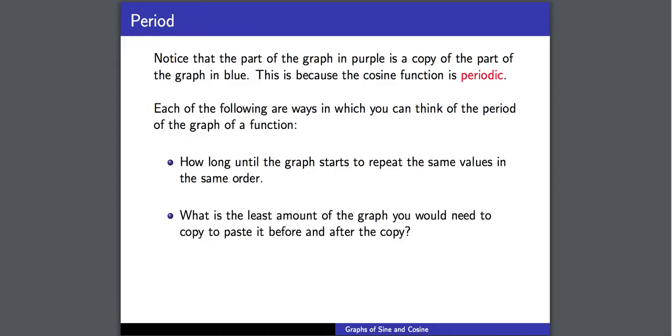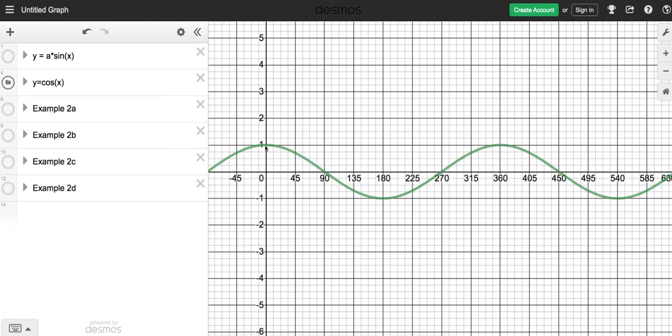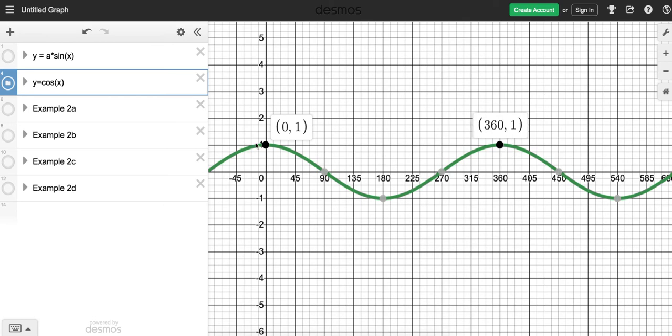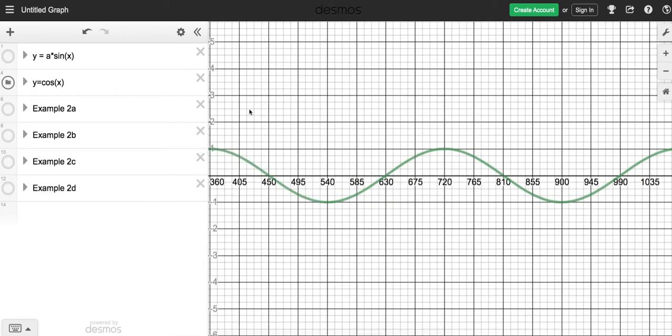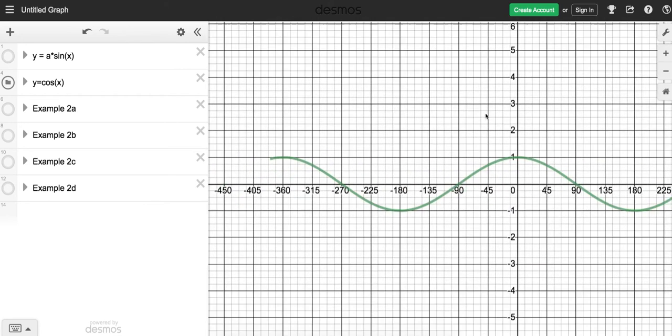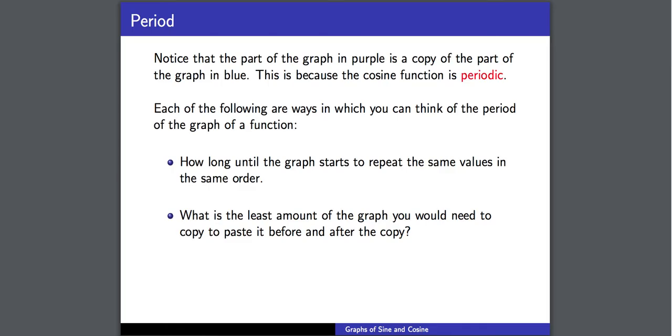Another interpretation is it's the least amount of the graph you need to copy and then paste it before and after. So in other words, here we got a full cosine wave from 0 degrees all the way to 360. We cover going down and then all the ones coming back up. So if we just took this piece of the graph, we could just copy and paste it forever to the right, and we could just copy and paste it forever to the left. So it's the least amount of the graph we would need to copy in order to paste the rest of it. So in this case, 360 degrees.